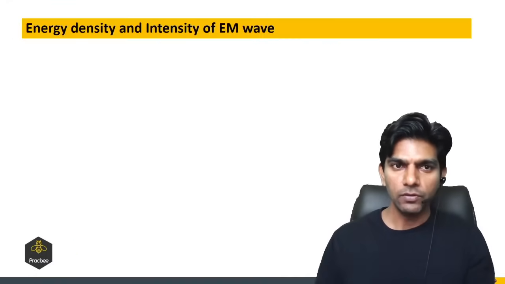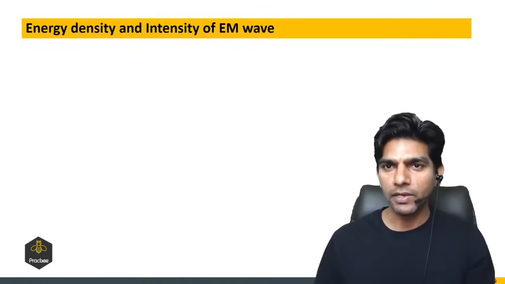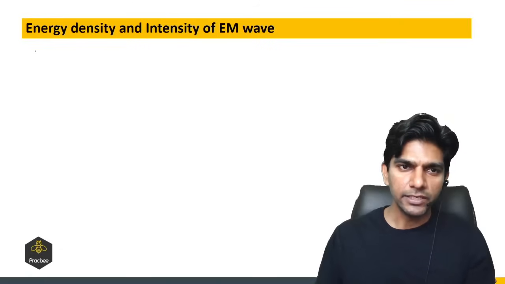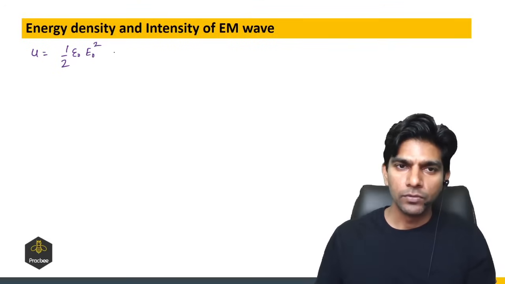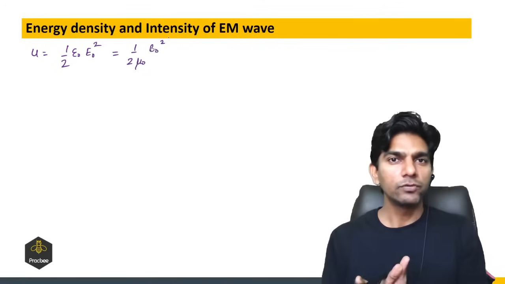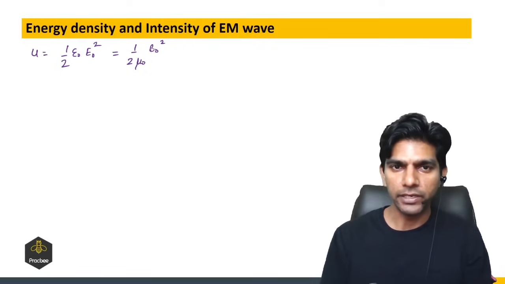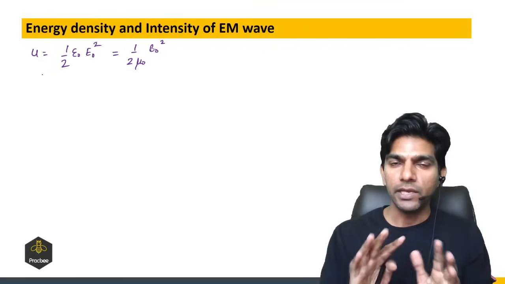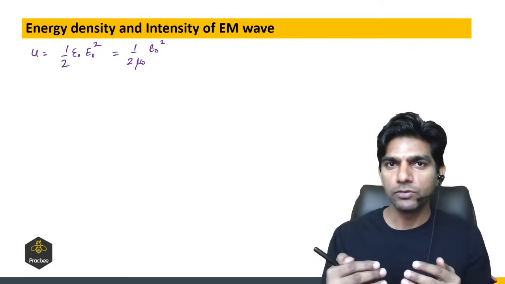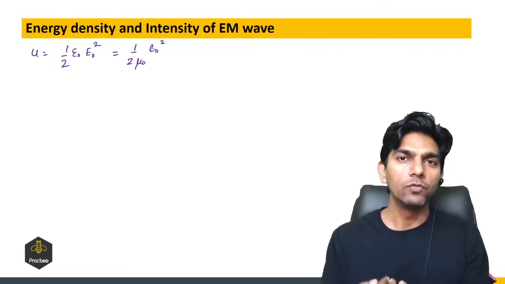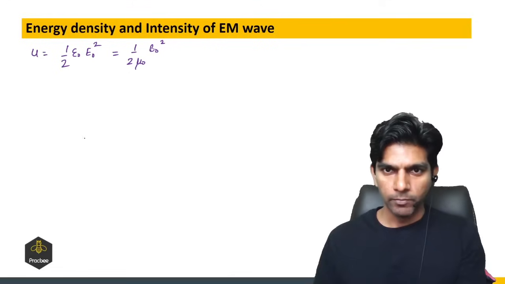Now let us see the concept of energy density and the intensity of electromagnetic radiation. Average energy density will be given by half epsilon naught E naught square, or it is also equal to 1 by 2 mu naught B naught square. I haven't seen any question based on this concept, but do remember the formula. The energy is equally contained in electric field and magnetic field, so the energy densities corresponding to electric field and magnetic field are in the ratio 1:1. Do remember that.